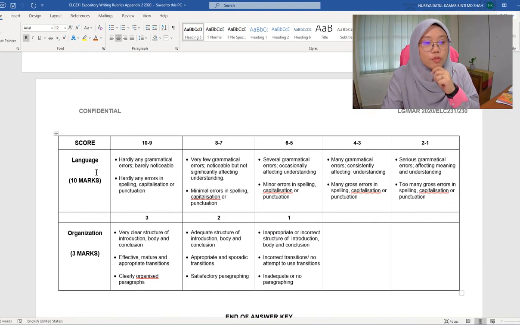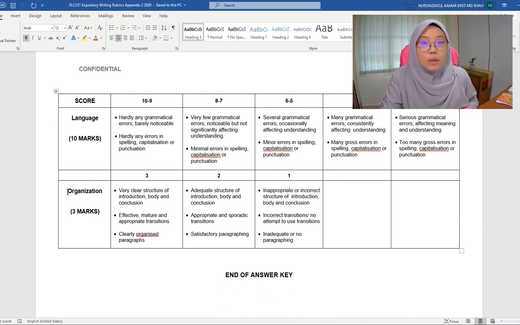Next you have language. For language, 10 marks are awarded. Okay, 10 to 9: hardly any grammatical errors, hardly any errors of spelling. So before you submit your work, you have to proofread, check for the spelling, check for the grammatical errors. Okay, so in language, you will be evaluated on the vocabulary that you use, the words that you use, again the spelling errors, the grammatical mistakes, and vocabulary is very important.